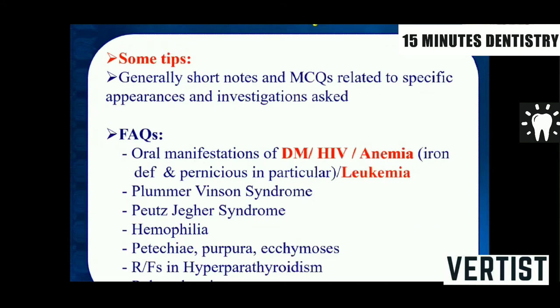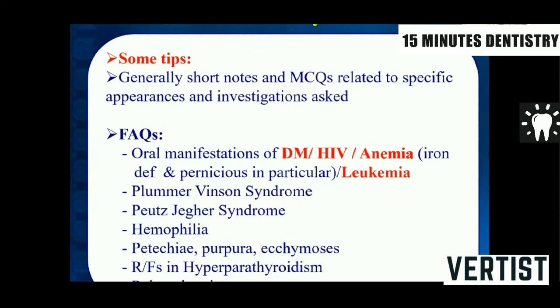So one tip that I want to share is generally short notes and MCQs are asked on specific appearances and investigations in cases of systemic diseases. You must know the oral manifestations of diabetes mellitus, HIV and anemia. In this, iron deficiency and pernicious anemia in particular. Leukemia, oral manifestation has been asked once. Then Plummer-Vinson syndrome, Peutz-Jeghers syndrome, hemophilias, thalassemias, the radiographic features.